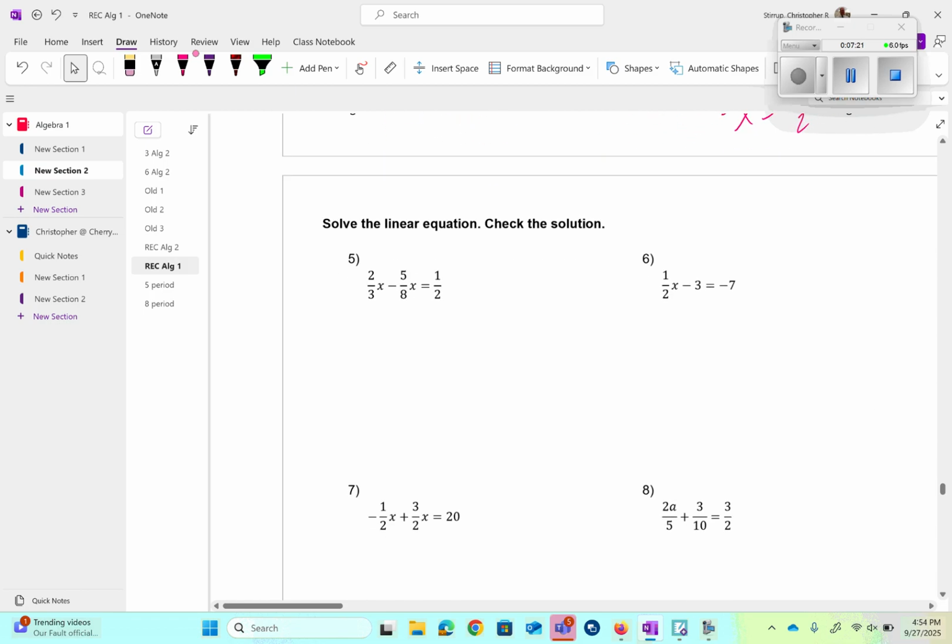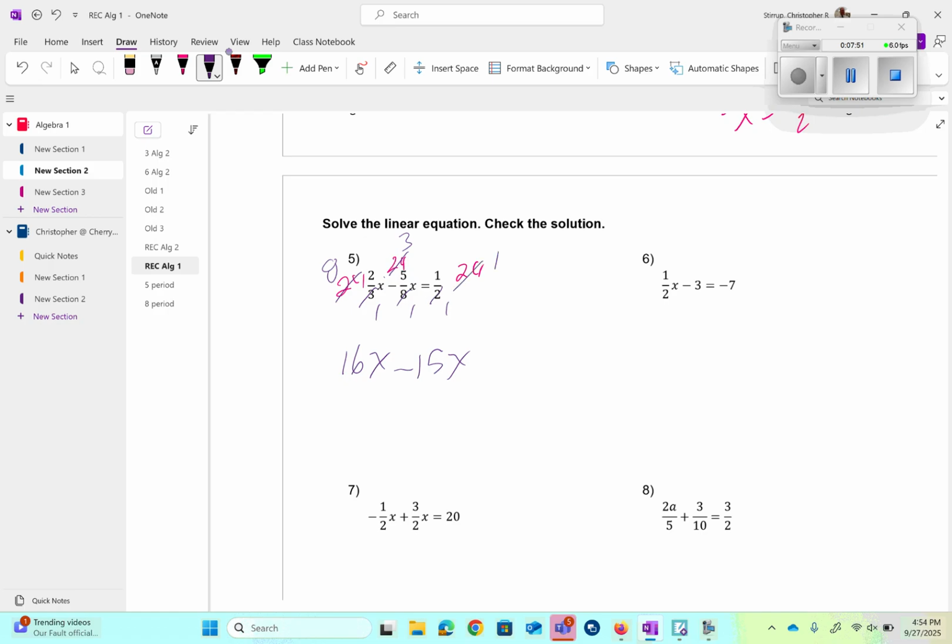Number 5, we have 3 denominators. We have 3, 8, and 2. So we have to think about a number that 3 goes into, 8 goes into, and 2 also goes into. So I think it's going to be 24. What do you think? So then 3 goes into 24 8 times. 8 times that 2 is going to give me 16x. 8 goes into 24 3 times. 3 times negative 5x is negative 15x. And then 2 goes into 24 12 times. And 1 times 12 is 12. Go ahead and combine these like terms. That's going to give me 1x, which is the same thing as x, so x equals 12. So that worked out very nicely.